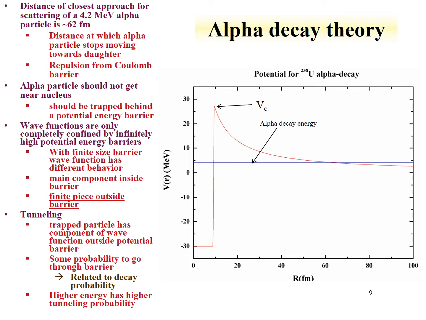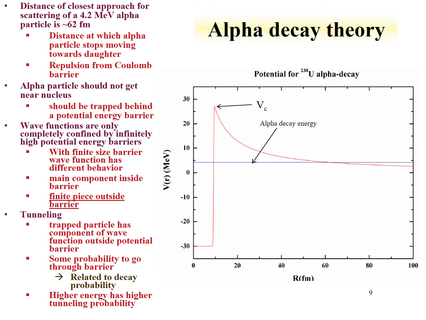Using what we've discussed, we can start thinking about how alpha decay occurs in the nucleus and develop alpha decay theory. The distance of closest approach for a 4.2 MeV alpha particle to a thorium nucleus, similar to this uranium-238 decay that we were discussing, is about 62 femtometers. So if we look here on this potential for a nucleus, the 4.2 MeV would get about this far and then be repulsed by the Coulomb barrier. So the alpha particle shouldn't get anywhere near the nucleus.